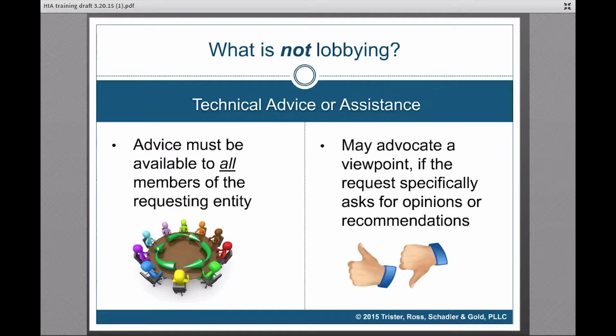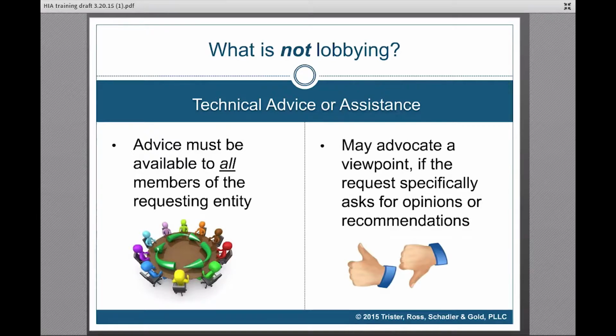And then one other question is whether learning more about the issue of when does something reflect a view on legislation. So going back to the key definition of direct lobbying and also grassroots lobbying, recall it's a communication with a legislator or staff member on specific legislation and that reflects a view on that legislation.